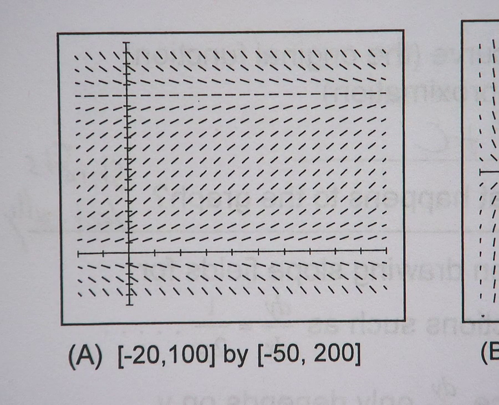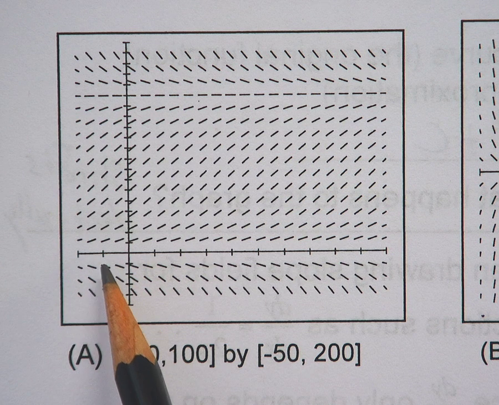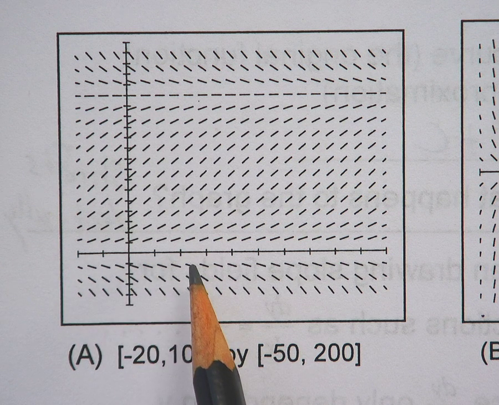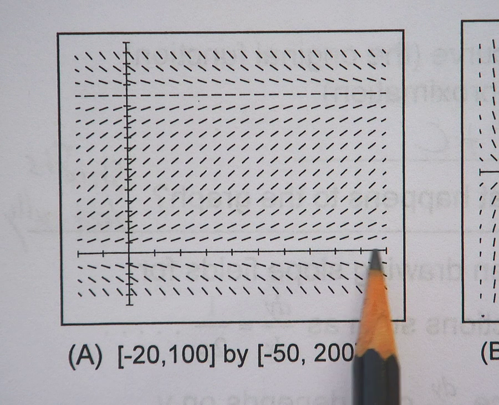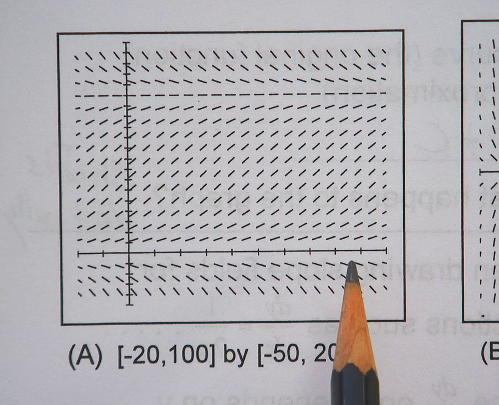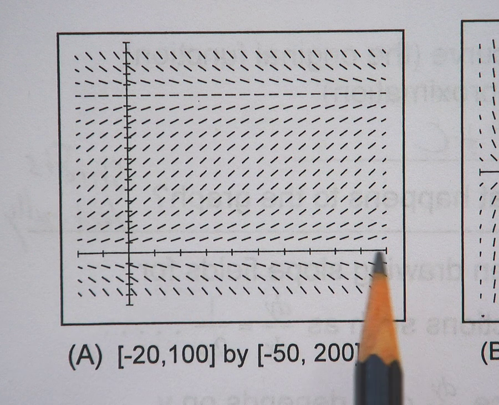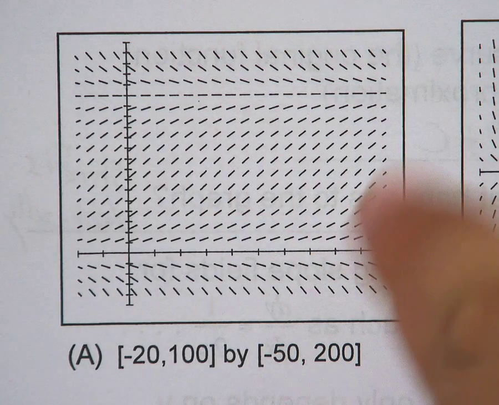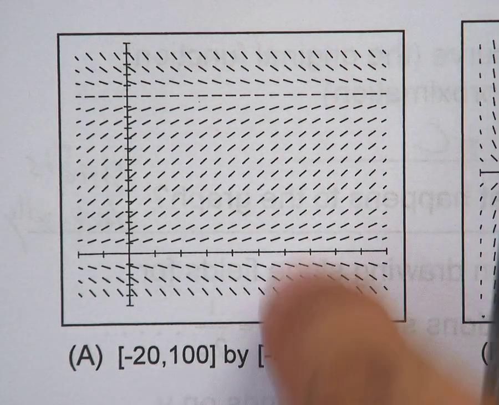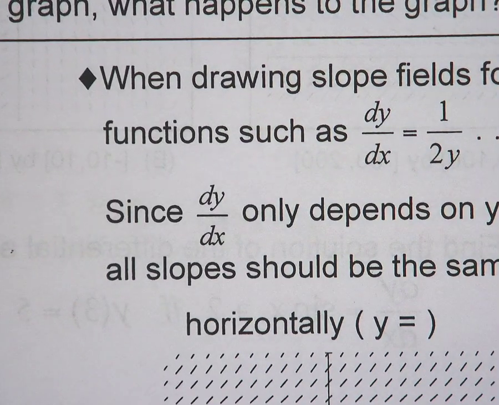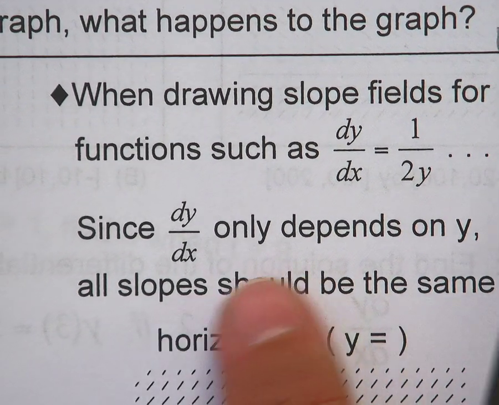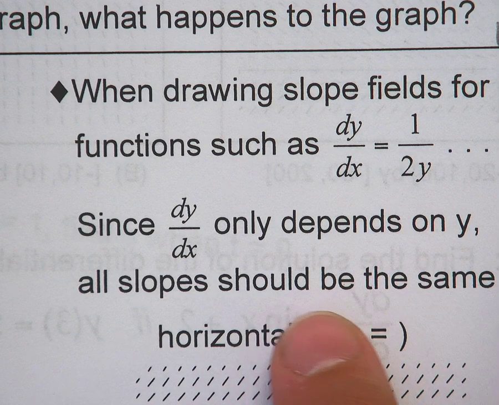All right. First, if I look at the x-axis right here, notice that where this y value is the same, right? Where this y value is the same, the slope is all the same. That tells me right off the bat, hey, this thing varies with y. All right, I'm going to go back here for a second. Back to this guy. Since dy/dx only depends on y, all the slope fields should be the same horizontally.